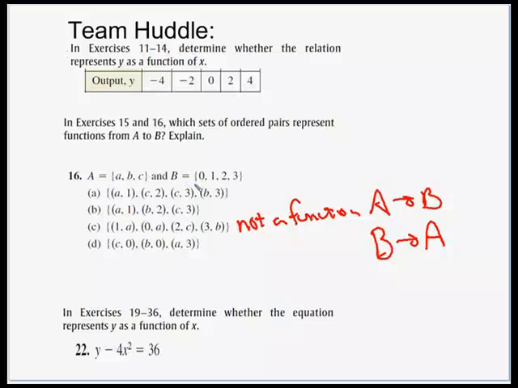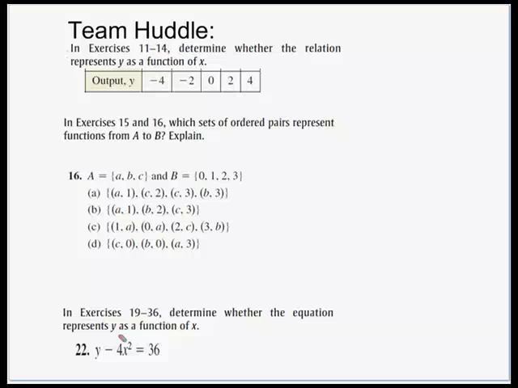If they asked us, is it a function from B on to A, then it would qualify. Because, you know, that would mean B is our domain set. That would be the first thing in each ordered pair, a number. And that's what we have here. 0, 1, 2, 3, they're all different. So this is a function from B on to A, but not A on to B, and that's what they were asking us. So that's a little twist on that one. Always got to be careful.